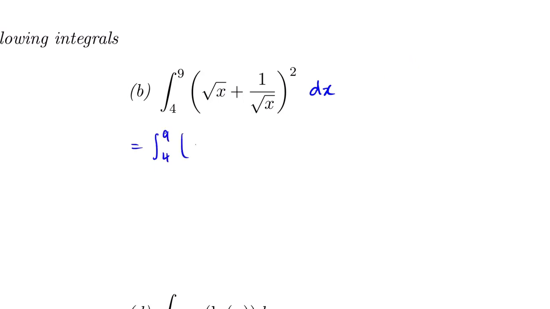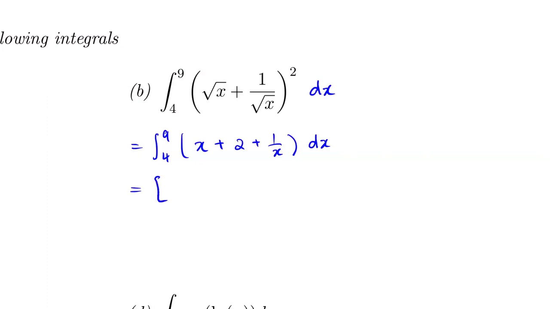For the first one, we would just have x plus 2 times root x times 1 over root x, or that would just be 2 here. And then we have 1 over x, and then dx here.